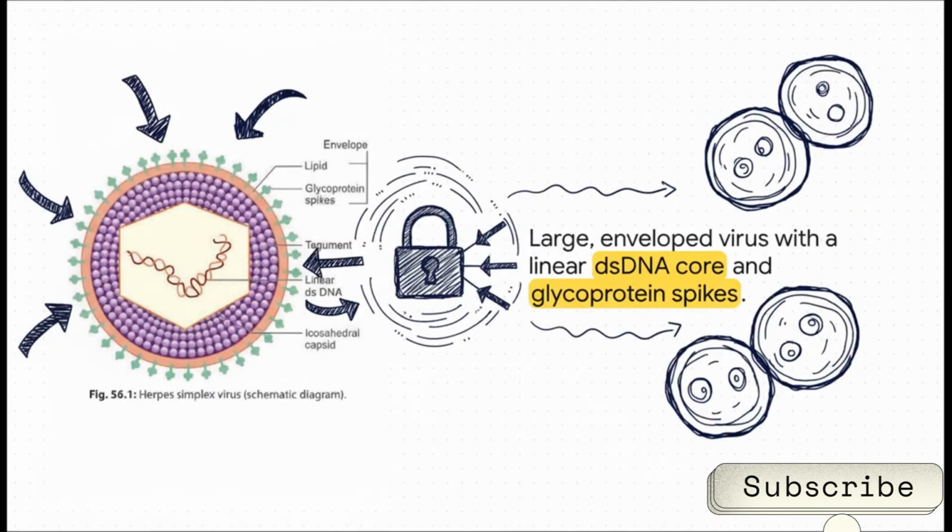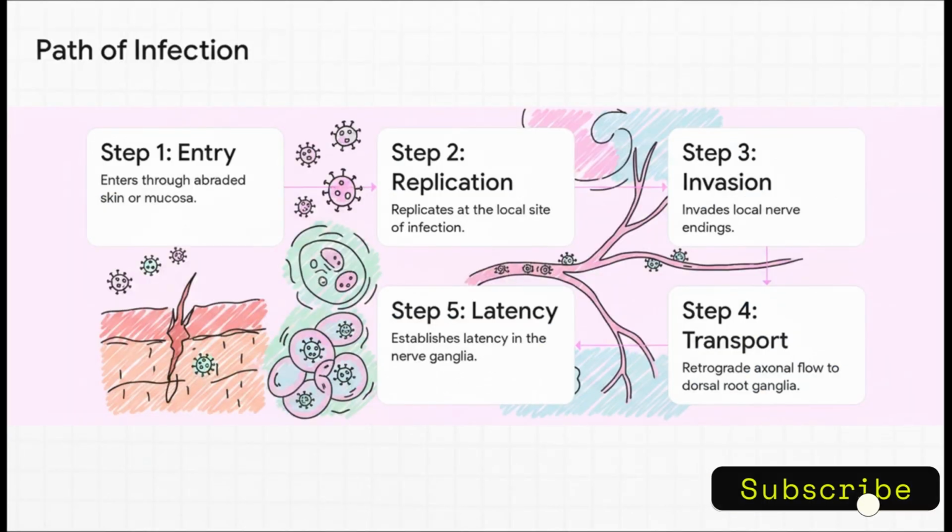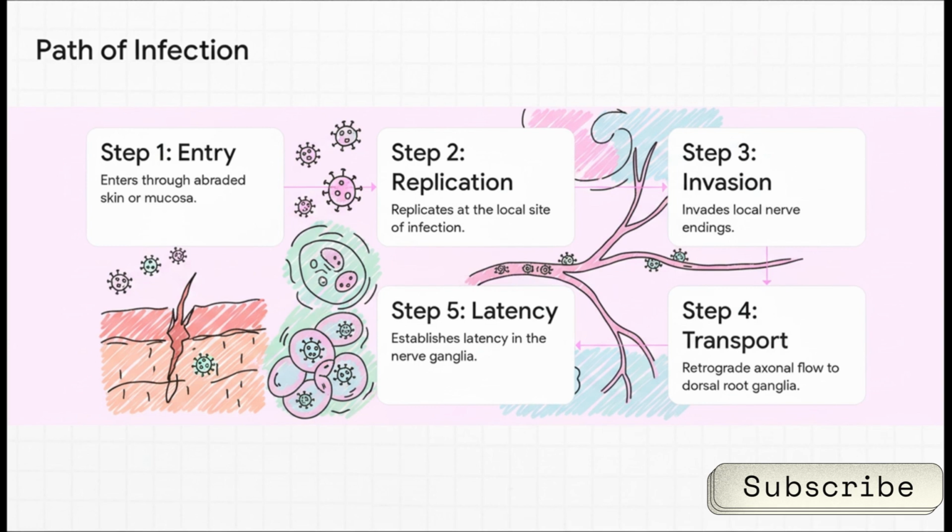So here it is, our target. It's a big, enveloped virus with linear double-stranded DNA inside. But for your exams, the most important part to focus on are these little glycoprotein spikes on the outside. You can think of these as the virus's own set of lockpicks that it uses to break into our cells. Now, this virus has a really sneaky 5-step plan. It doesn't just infect and leave.